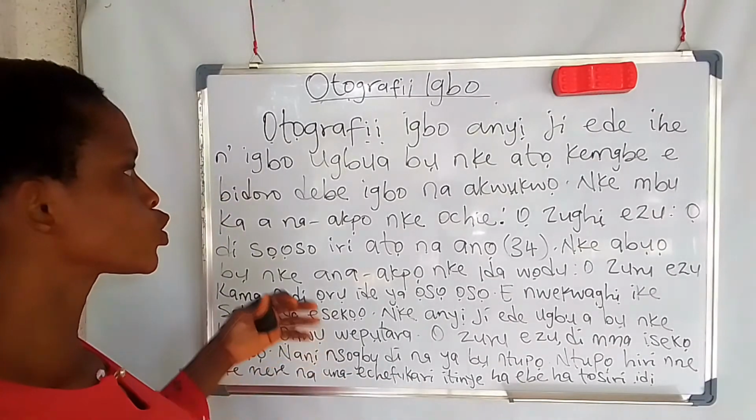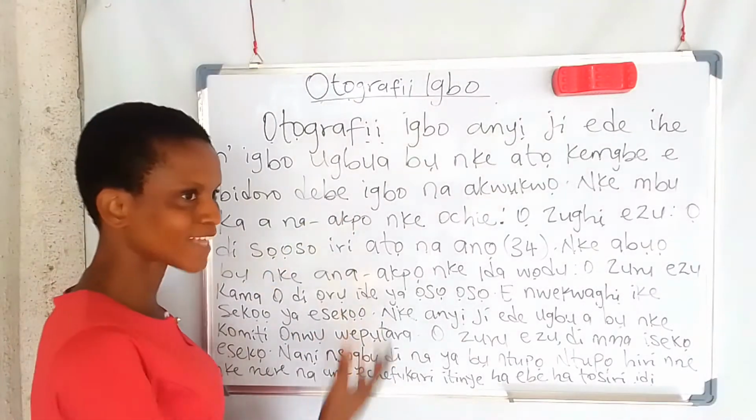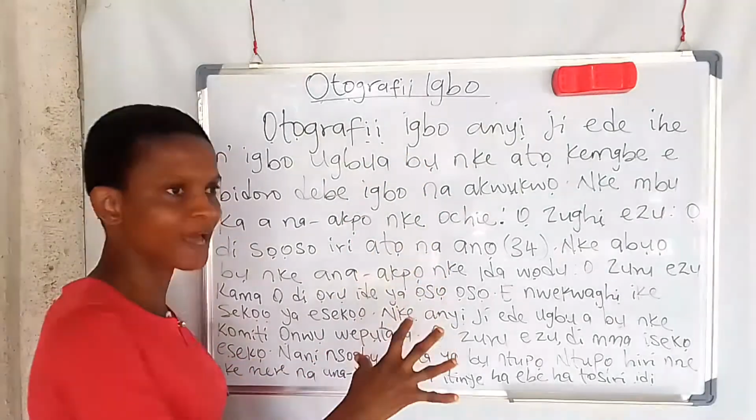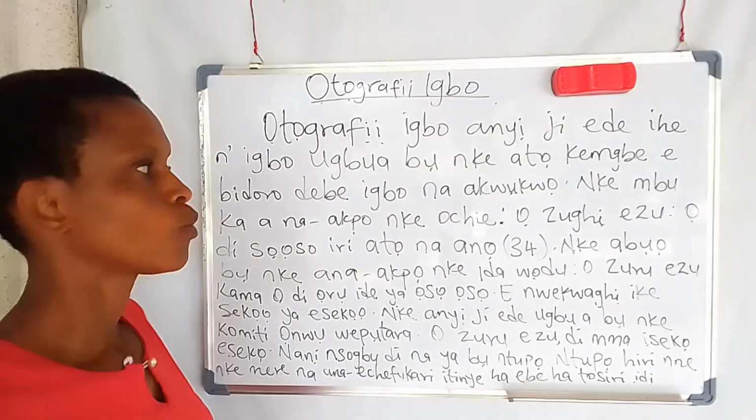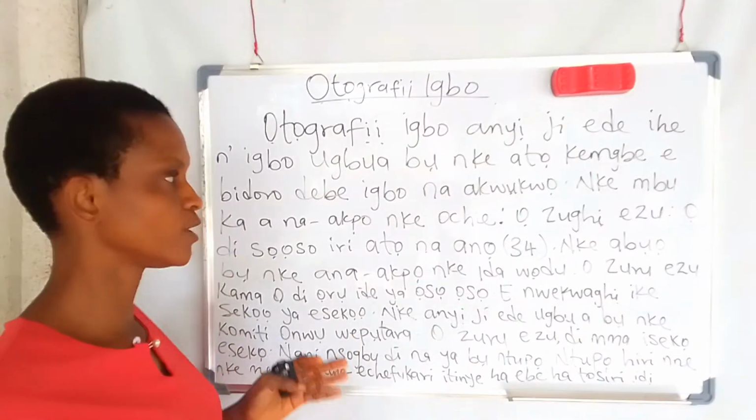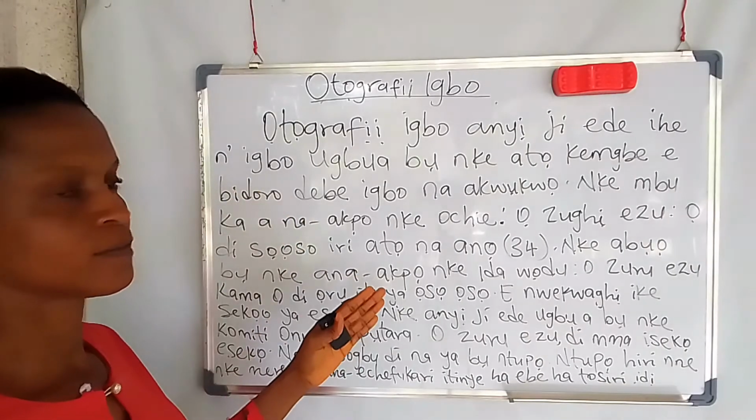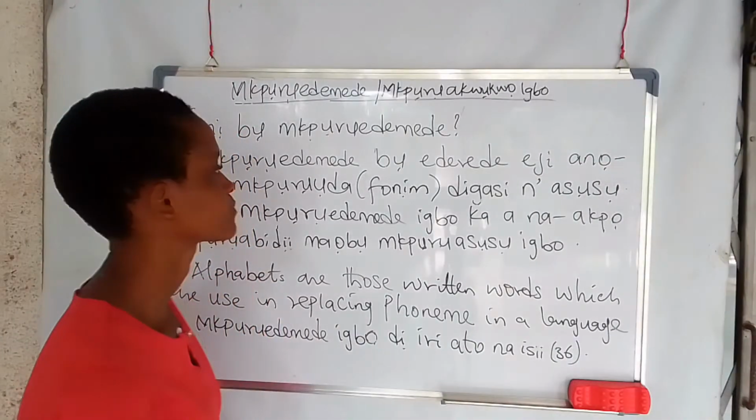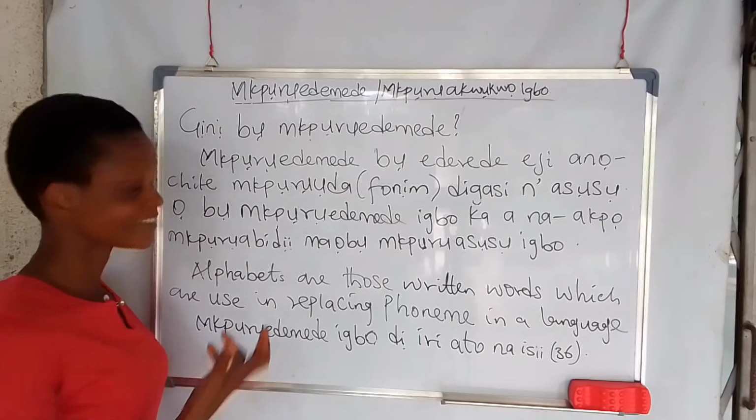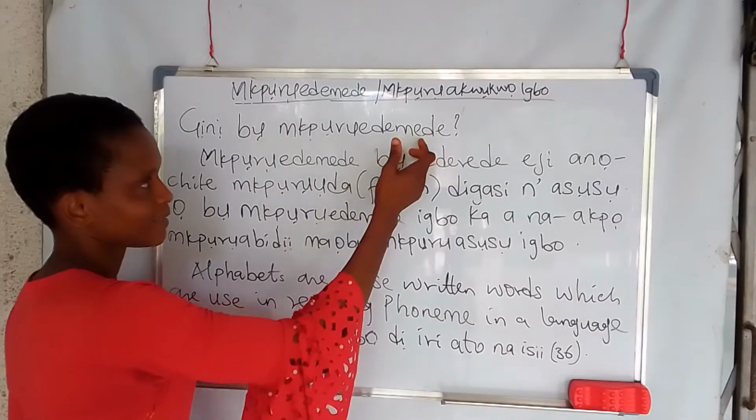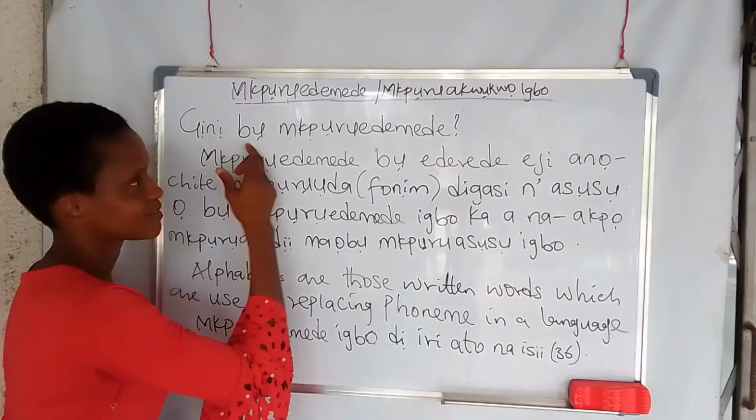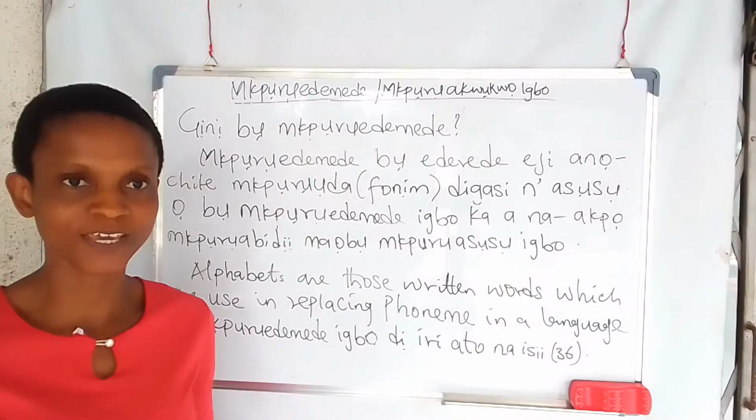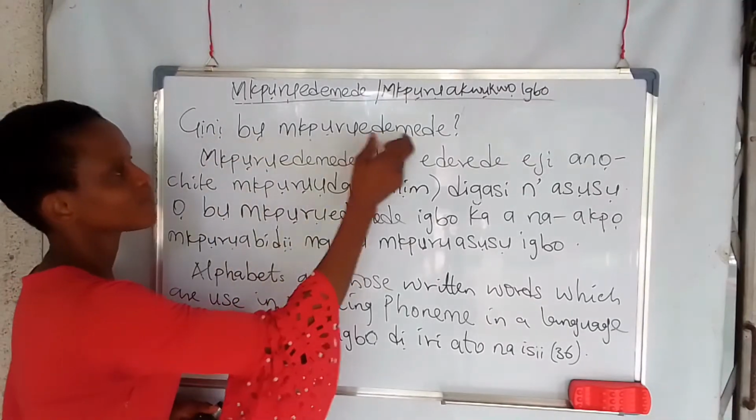So now we are going to look into ụda ume, mkpụrụ edemede ndị a eji ede ihe a. We are now going to look into mkpụrụ gịnị edemede eji ede Igbo. In English, gịnị bụ mkpụrụ edemede is? What is alphabet? What is alphabet? Hope you get me. What is alphabet?